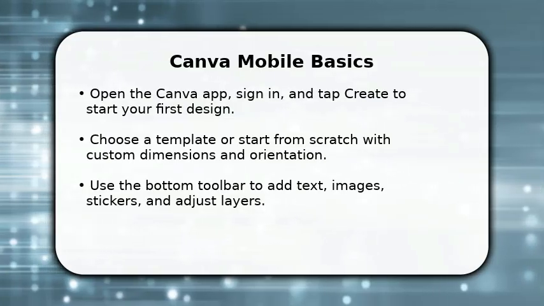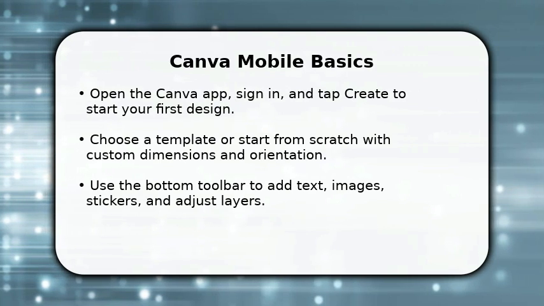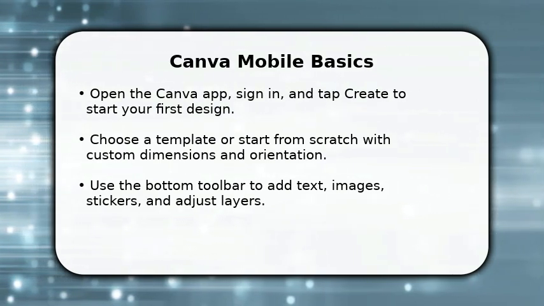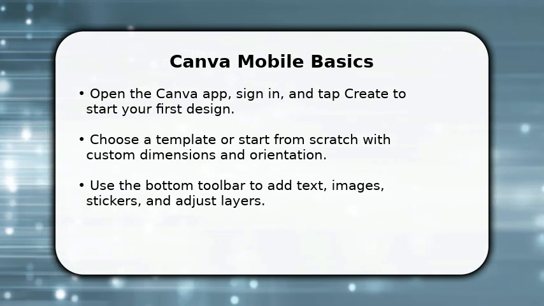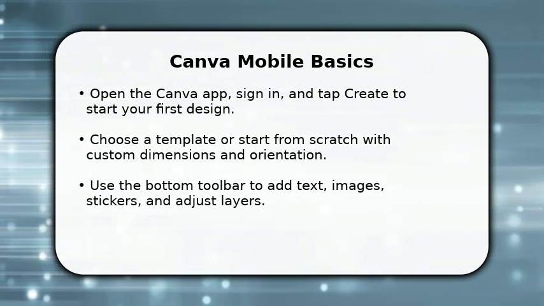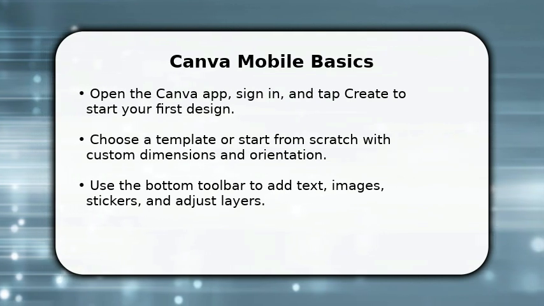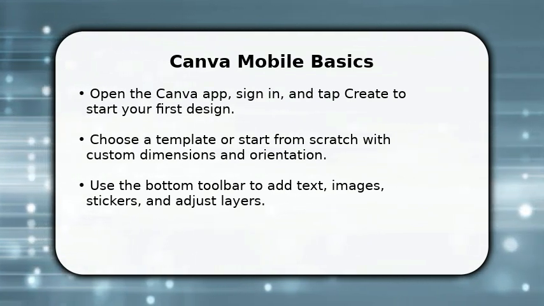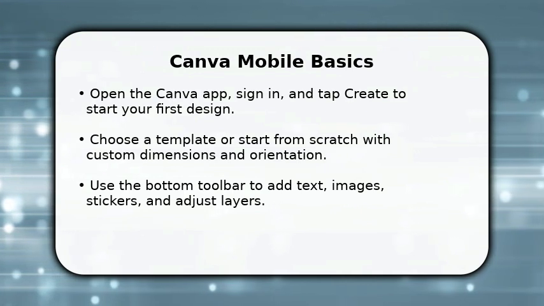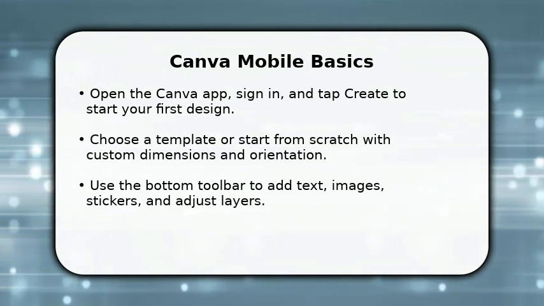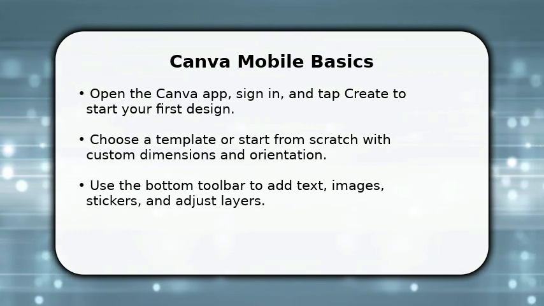In this video, I will show how to use the Canva mobile app, step by step. Open the app, sign in, and tap Create to start your first design. Begin with a template or blank canvas, then add images from your camera roll or Canva library. Use the toolbar to insert text, stickers, and shapes, and drag elements to arrange layers. Tap Export to save or share your finished design quickly and easily.